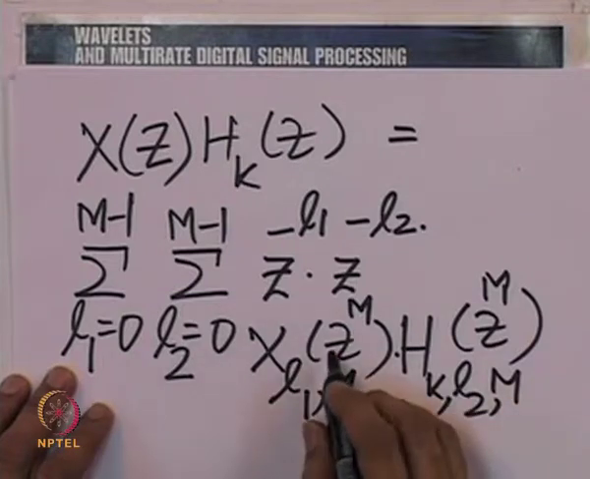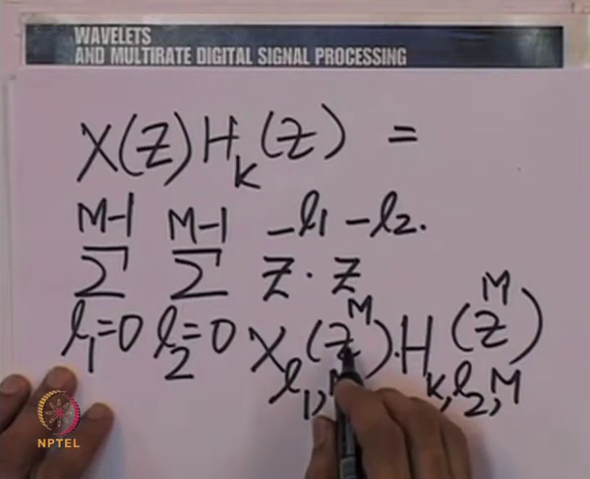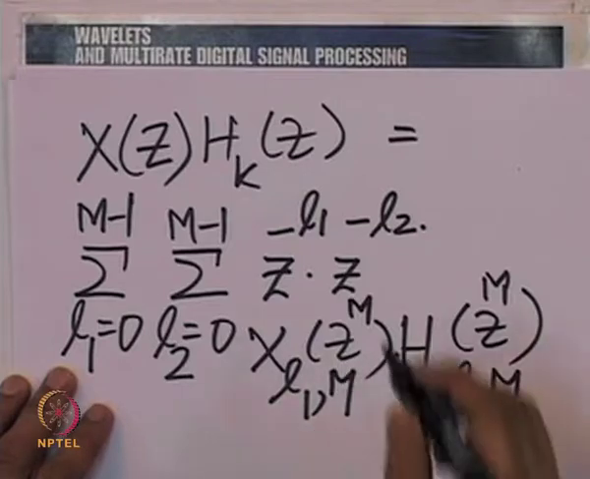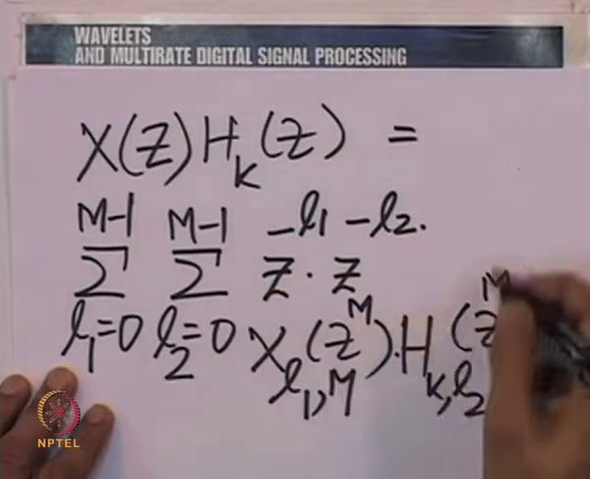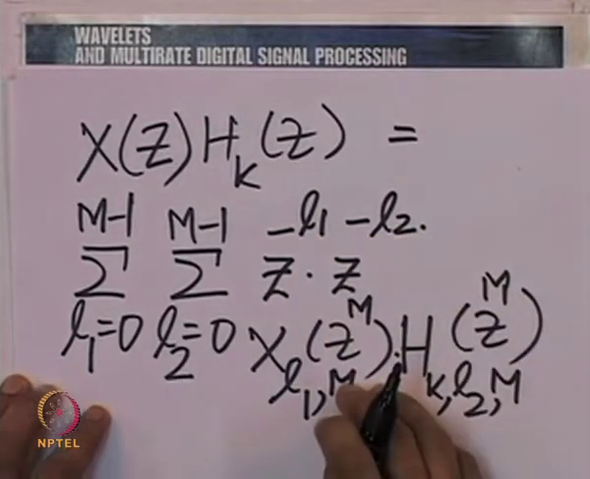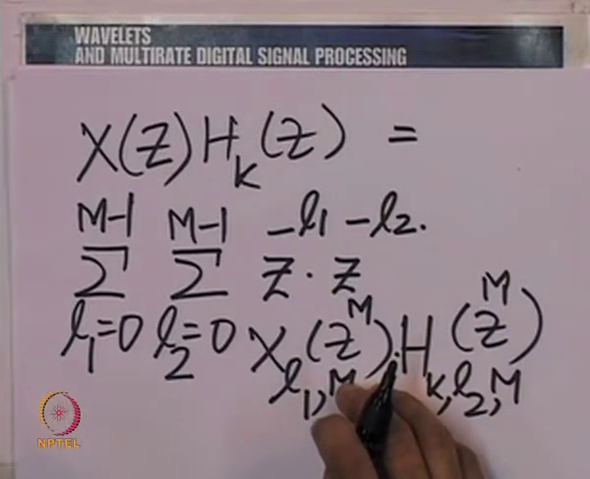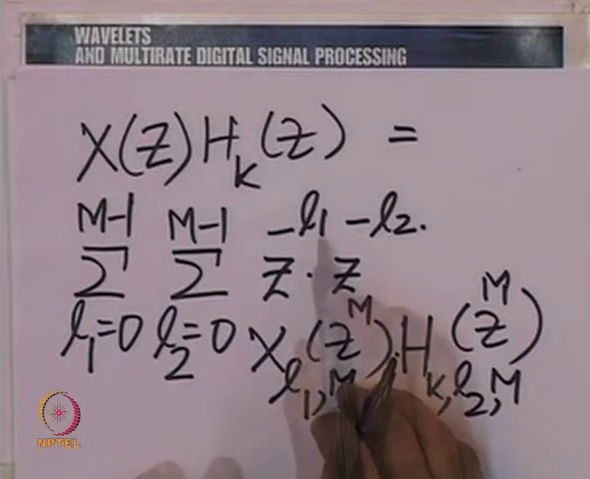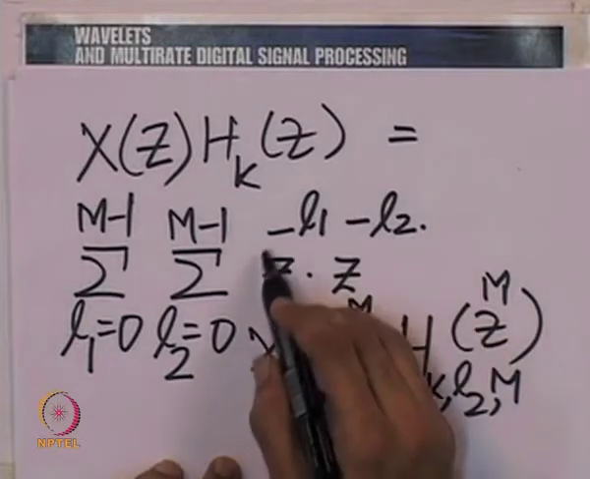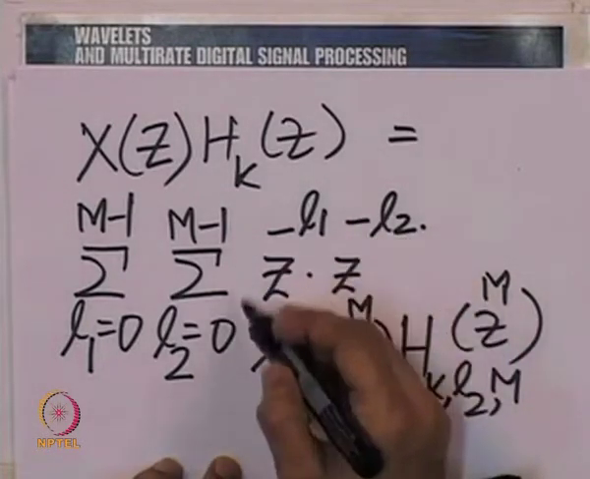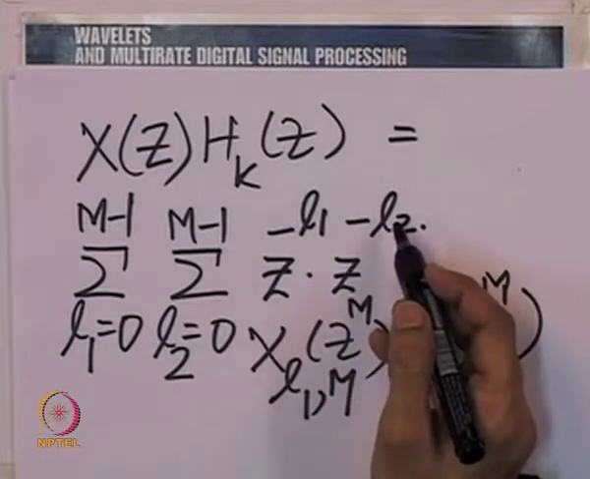As far as pulling out the component of order 0 is concerned, what we need to see is that there must only be z raised to the power of M terms. There must not be a hanging power of z in whatever we choose. When will that happen? That is going to happen when L1 plus L2 essentially contributes a power of M.